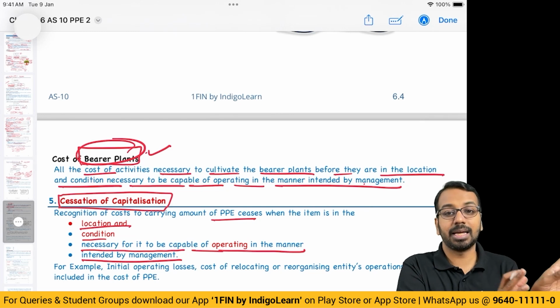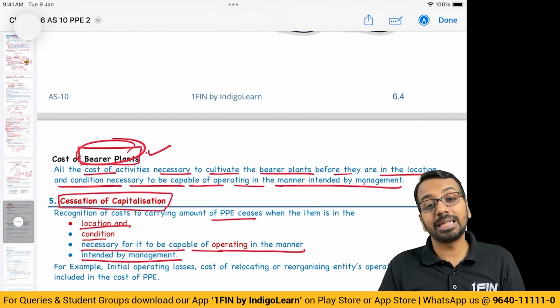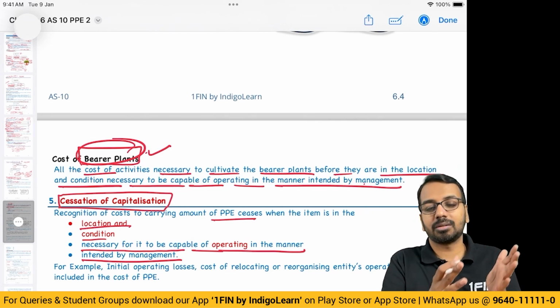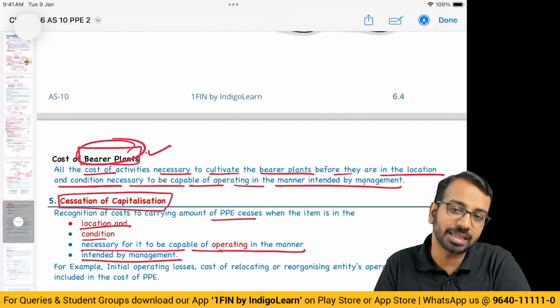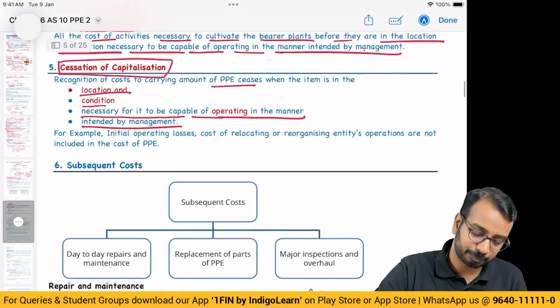have to capitalize. After that, if I have to uninstall and reinstall again, it does not significantly increase the future economic benefits. So such cost, the cost of relocating a machine from one place to another, should not be capitalized but should be expensed. Okay, so that is one thing you have to keep in mind.